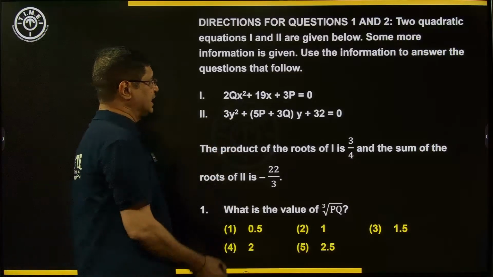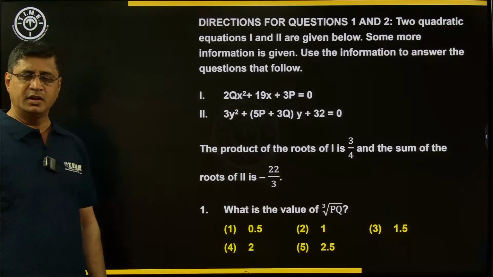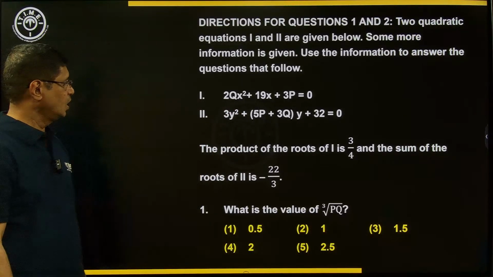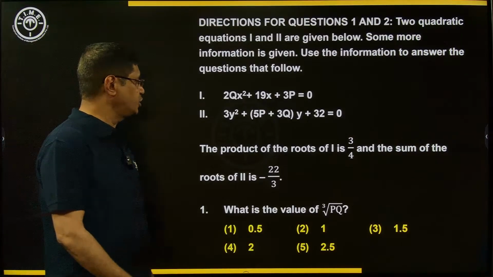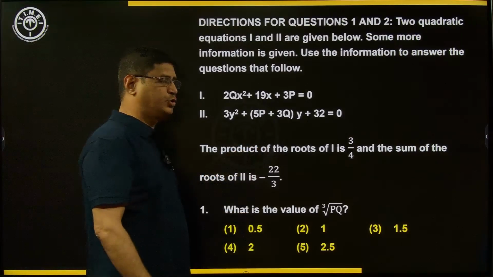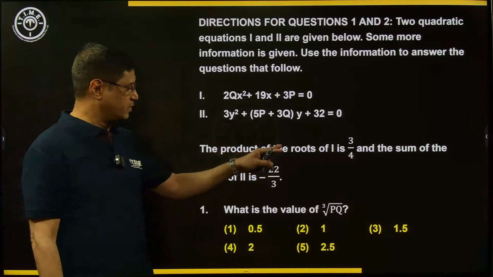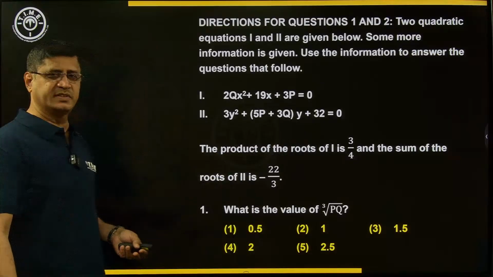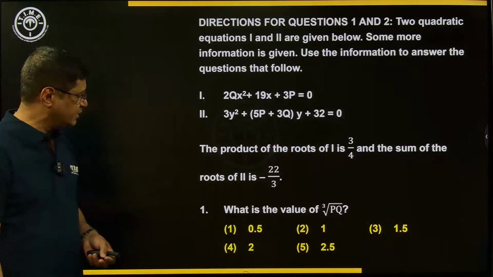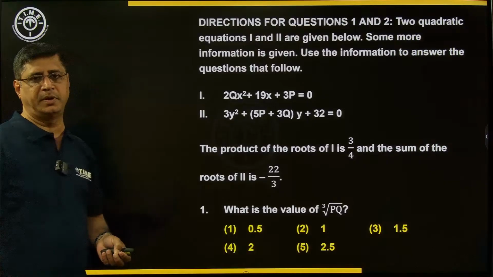2qx square plus 19x plus 3p is equal to 0. 3y square plus (5p plus 3q) y plus 32 is equal to 0. The given information: the product of the roots of the first quadratic equation is 3 by 4, and the sum of the roots of the second quadratic equation is minus 22 by 3. So what is the value of the cube root of PQ?